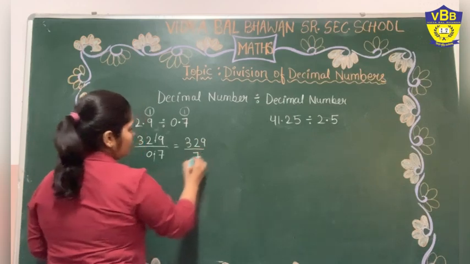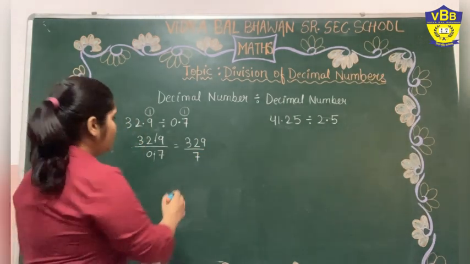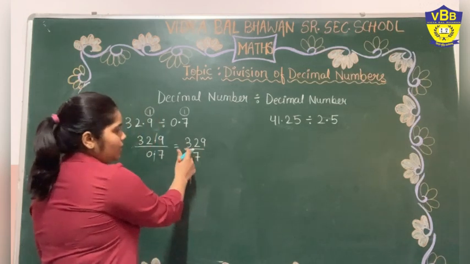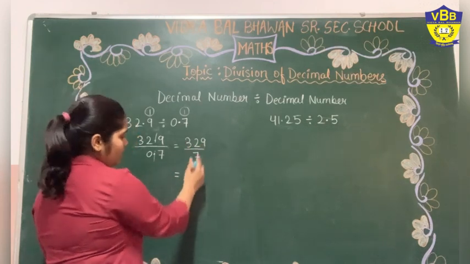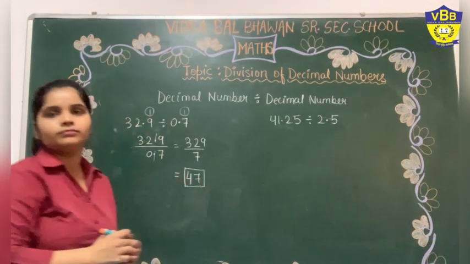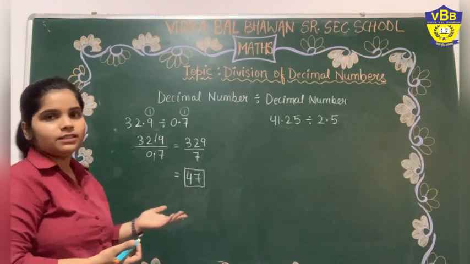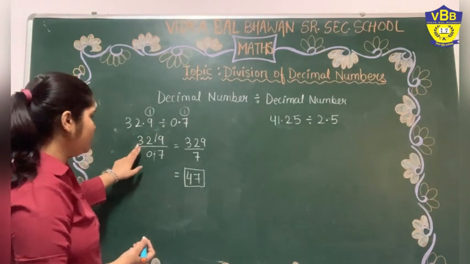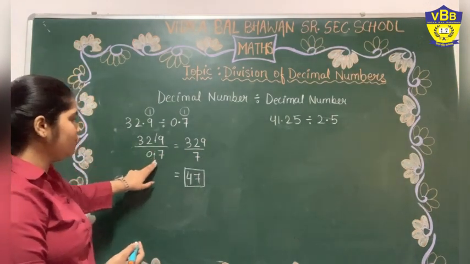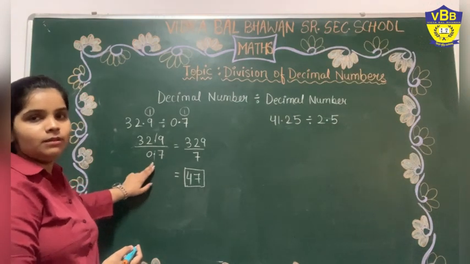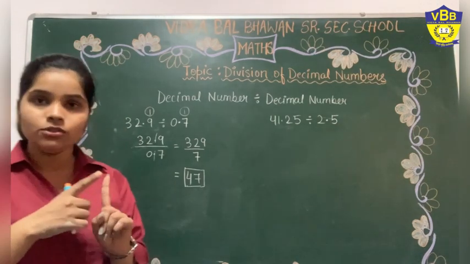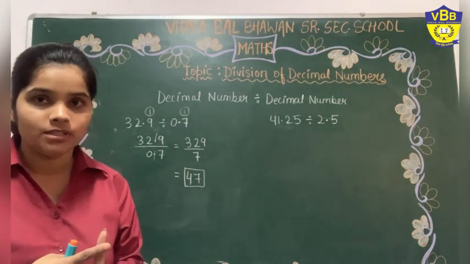329 by 7. We need to divide these numbers now. 7 times 4 is 28. Divide 329 with this. The answer will be 47. Clear? This is very simple. We have divided 329 by 7 because the two decimals have been cancelled out, since the two decimal numbers given were like decimals. You can cancel out the decimals only of numbers which are like decimals.